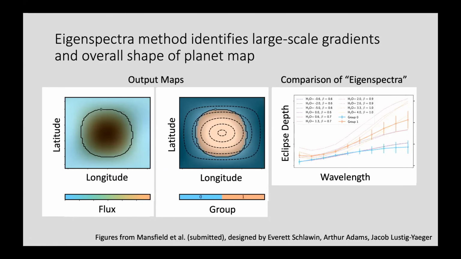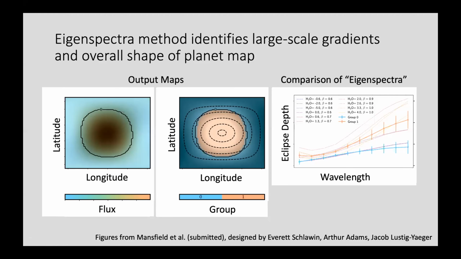we put in. And then on the right-hand side here is the secondary eclipse spectra. The solid lines with the error bars are for the two groups that we extract from our output map. And then all of these dotted lines are the spectra that we input onto the original gradiated hotspot.